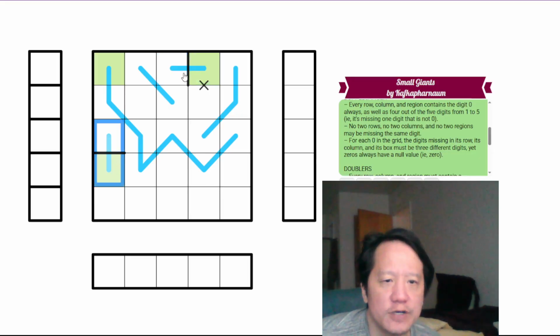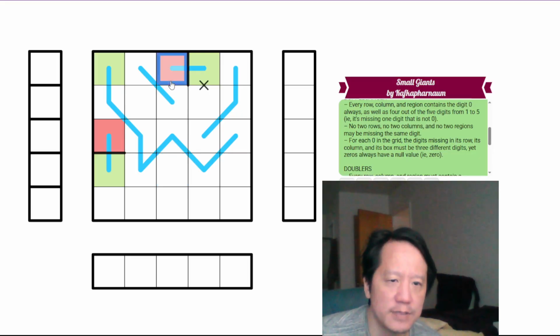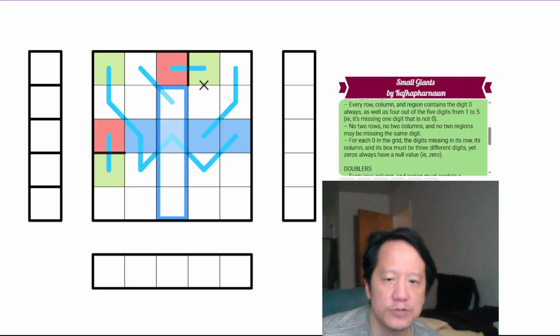These have to be doublers. These are values of 1 through 5, and they sum up to the same sum as this. And the region numbers can never be doublers. So this has to be a doubler here. This must be a doubler here because it can't be the same digit here. So this is a doubler, which means no doublers here, no doublers here.